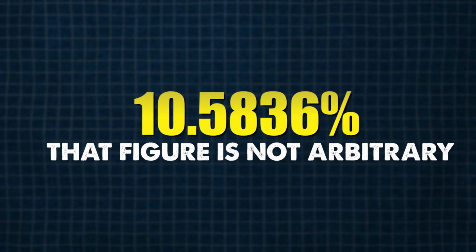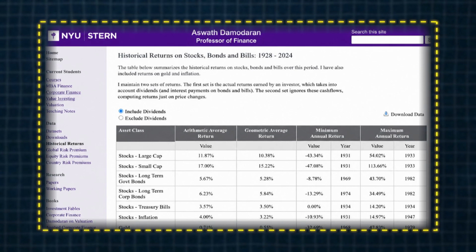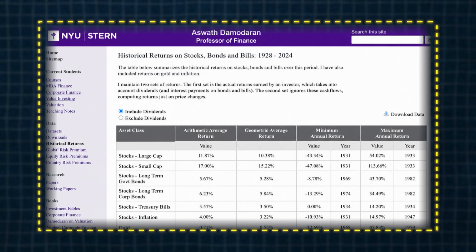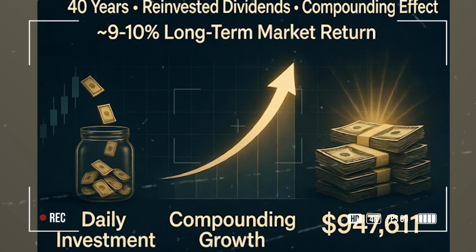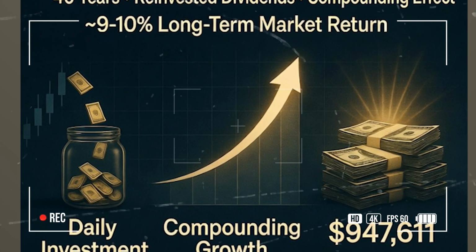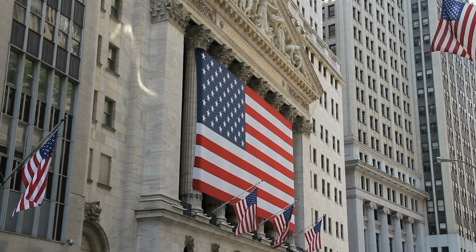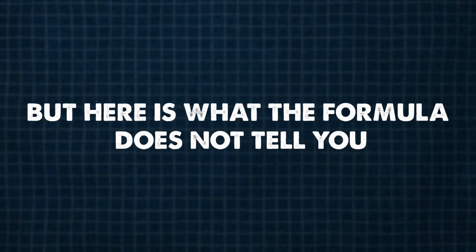That figure is not arbitrary. It aligns almost perfectly with the long-term nominal total return of the S&P 500, with all dividends reinvested, going back to 1928 according to the Damodaran historical dataset at NYU Stern. The exact rate that turns $5 a day into $947,000 over 40 years is the actual long-run return of the American stock market. But here is what the formula does not tell you.